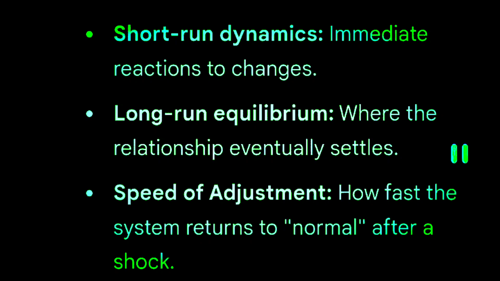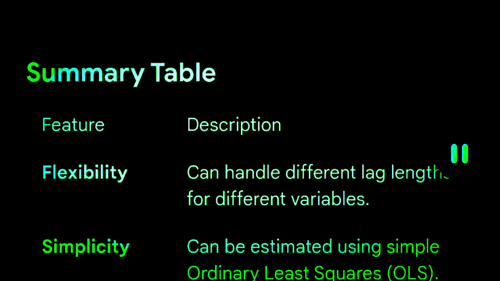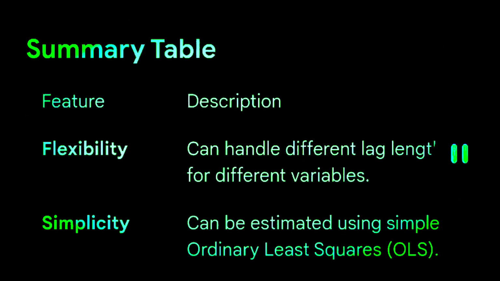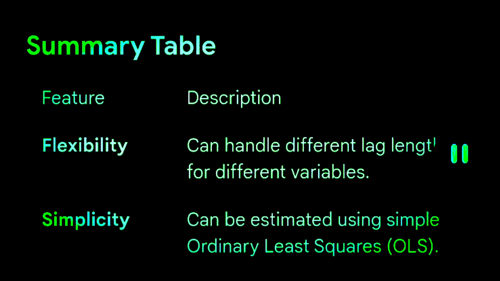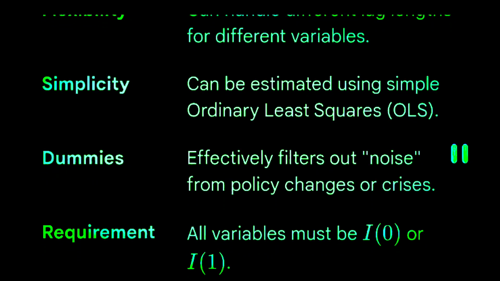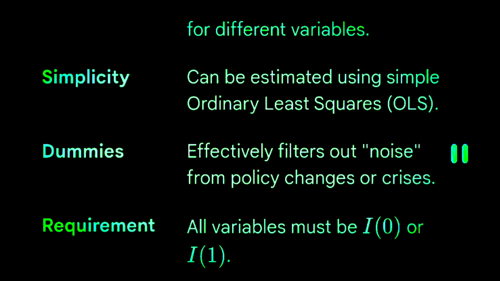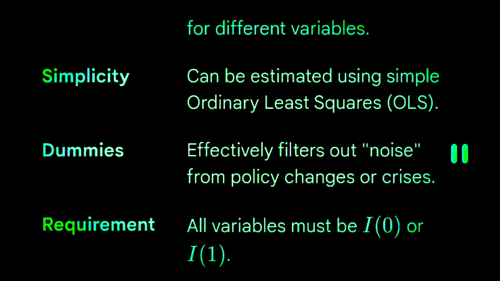Summary table. Feature, Description. Flexibility: can handle different lag lengths for different variables. Simplicity: can be estimated using simple ordinary least squares, OLS. Dummies: effectively filters out noise from policy changes or crises. Requirement: all variables must be I(0) or I(1).